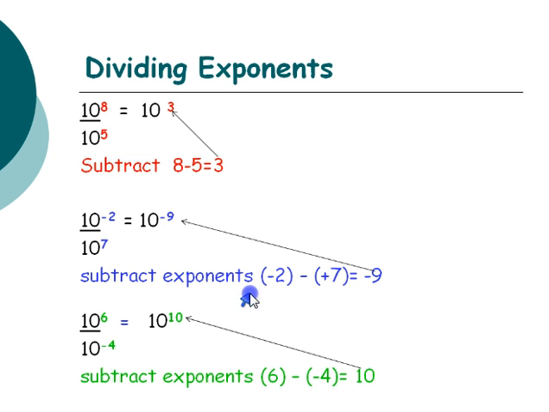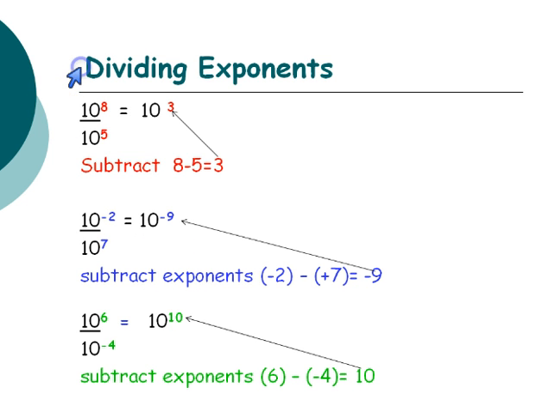Again, review this. You probably did this a few years ago in math. You need to be pretty proficient in this. Third example, 10 to the 6th divided by 10 to the minus 4. Again, subtract the top number minus the bottom. 6 minus a negative 4. A minus and a minus is a plus, so 6 plus 4 is 10. So it'd be 10 to the 10th power.